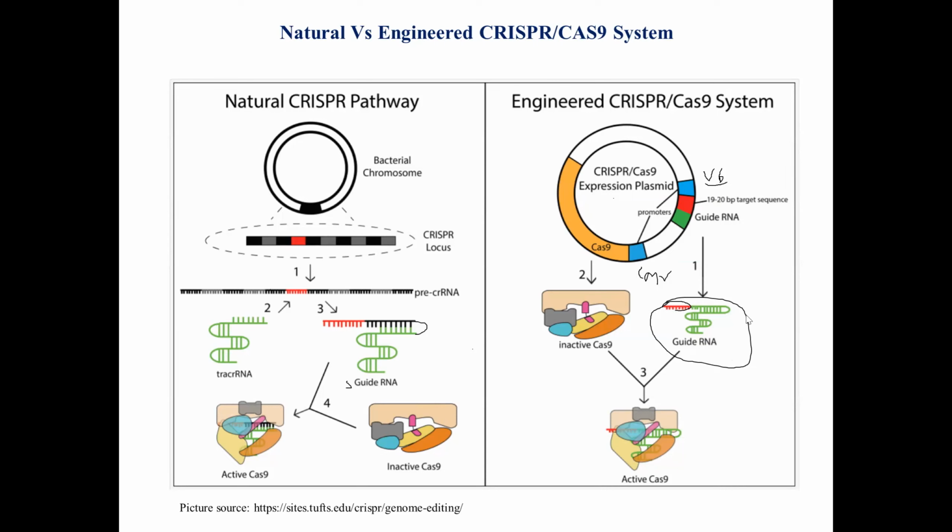Now this guide RNA, which is formed by that alteration, will end up binding with the Cas9, and then recruit the Cas9 to go to the particular protospacer and cleave it. So this is how it functions.